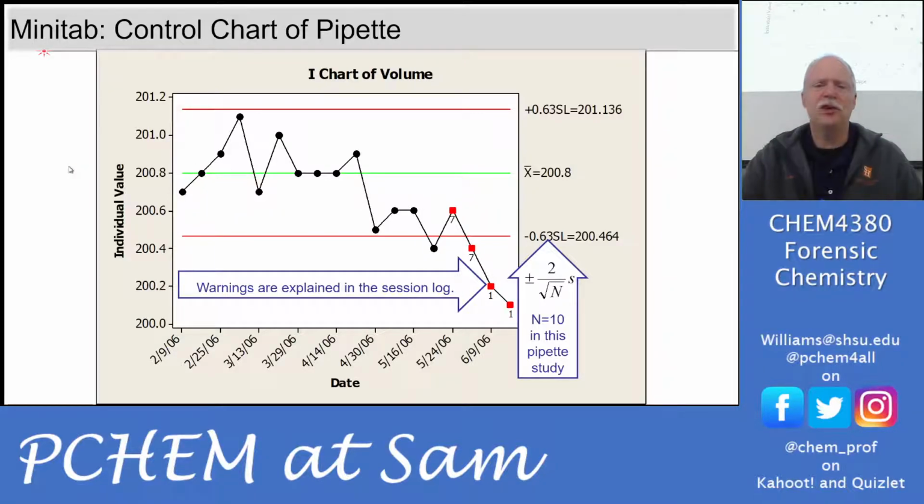So here's that control chart of volume. We've done the training period already. That's where the mean and standard deviation came from. And notice this one is inside the limit, but it's colored red, which means it's indicating something that's out of control, and there's a number 7 by it. And then here's some red ones that have number 1s by it. And so these little numbers that it puts on here are explained in the session log.